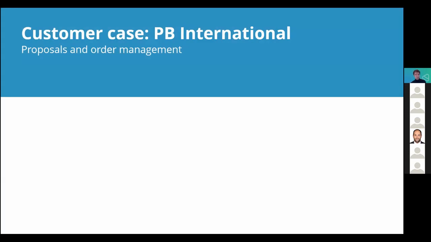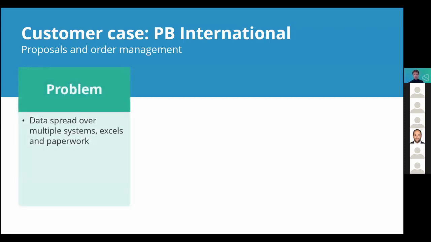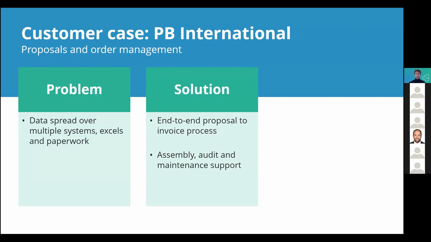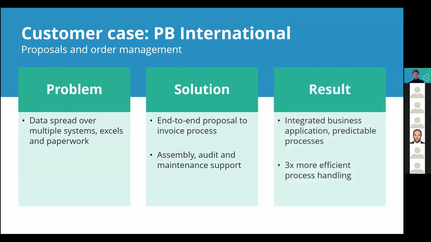So one case quickly is PB International. They've built a proposal and order management system. Their problem was that they had data spread over several applications, including some Excel sheets and even a lot of paperwork. The solution that they made with Triggre is an end-to-end proposal to invoice process, including assembly, audit, and maintenance support. So in other words, they now have the entire process, including compliance, in a single application. And this has led them to an efficiency improvement of more than 300%, which is insane. So they're very happy with what they've been able to achieve in a short time period.